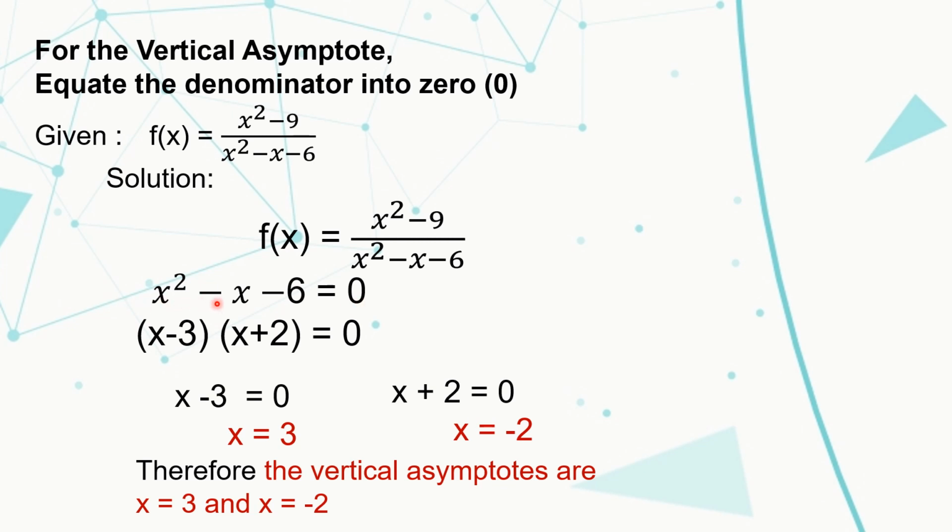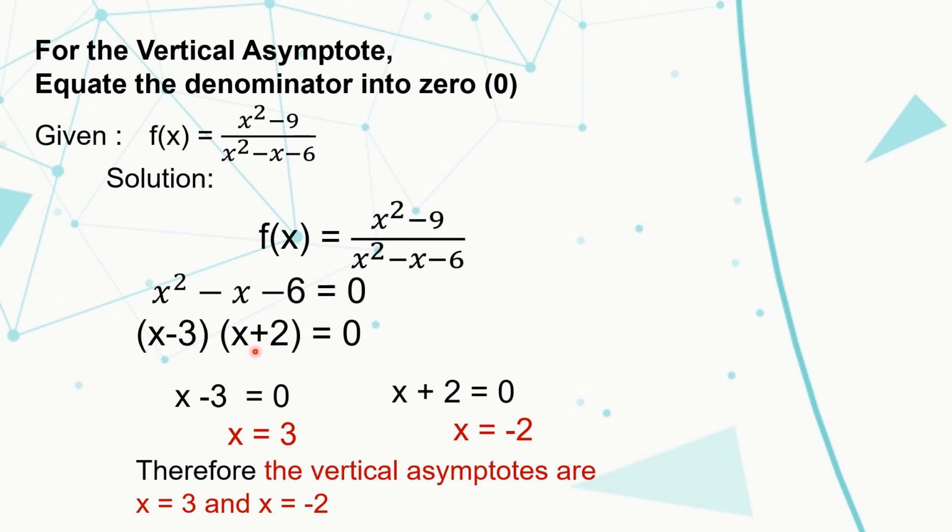So, x squared minus x minus 6 is equal to 0. As you can see, this is a quadratic equation. Why? Because the degree or the highest exponent is 2. So, to solve for quadratic equation, we can use factoring. So, the factor of x squared minus x minus 6 is x minus 3 and x plus 2.